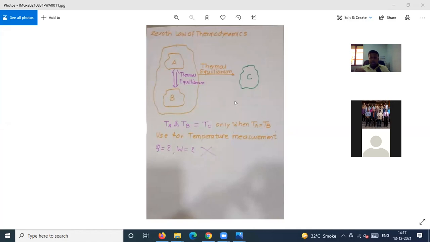What is the limitation of the zeroth law? It talks only about temperature, not anything other than that. That is the reason why we need to go for the first law of thermodynamics. So with this limitation, we need the first law of thermodynamics.